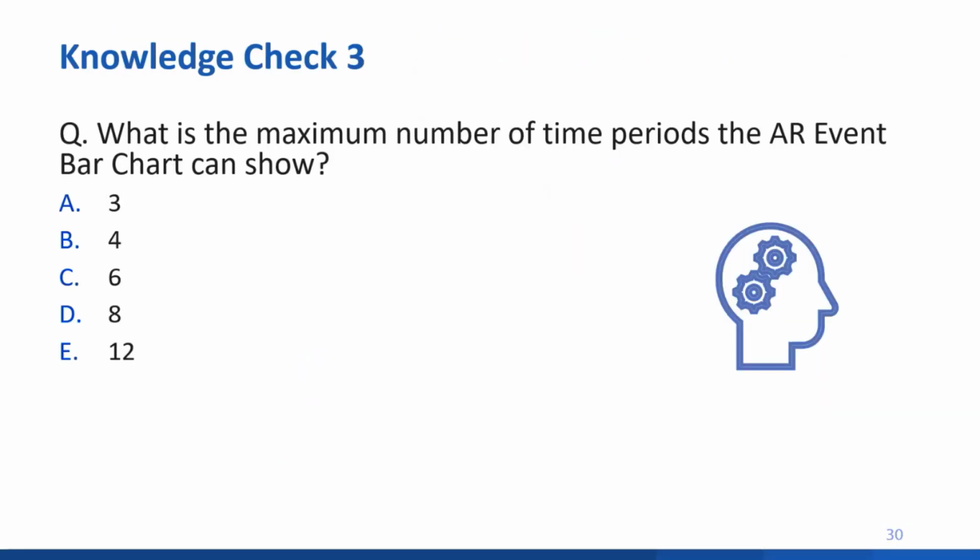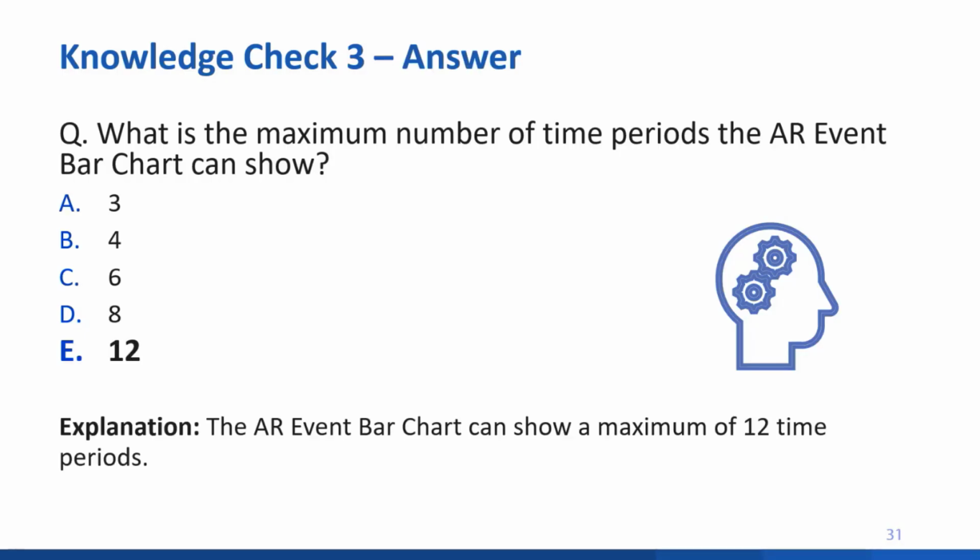On to our next knowledge check. So the question is, what is the maximum number of time periods the AR event bar chart can show? A, 3. B, 4. C, 6. D, 8. E, 12. Okay. And the answer is E, 12. The AR event bar chart can show a maximum of 12 time periods, such as 12 months.